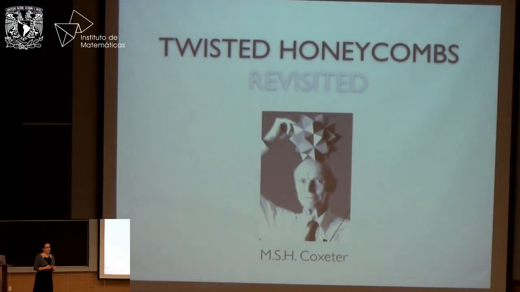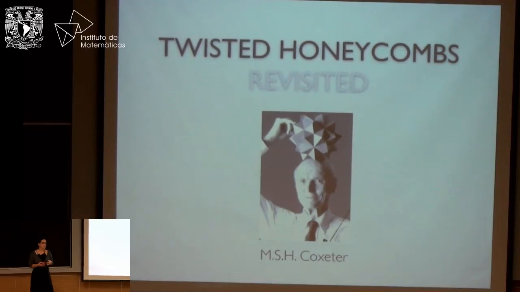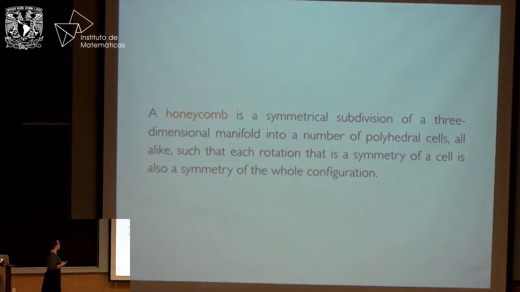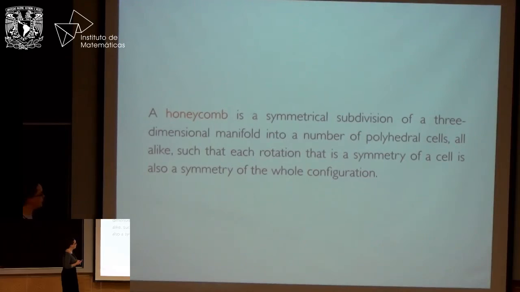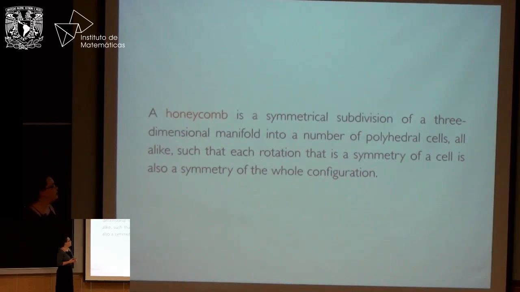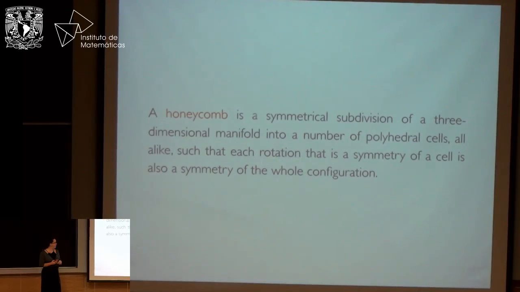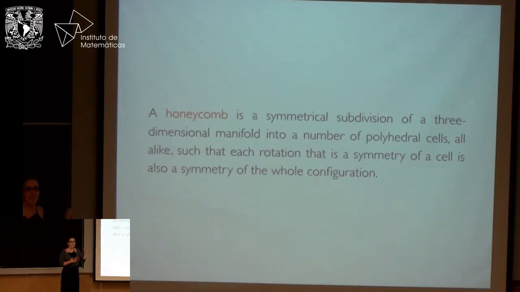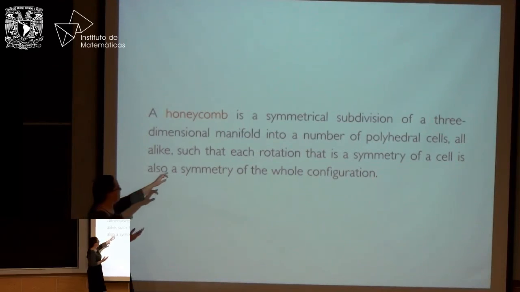So what I want to do is to start with some work that Coxeter did on what he called twisted honeycombs in the 70s, and then from there, tell you some of the things that I've been doing lately and how the field has developed from there. So I'm going to start right away with the definition of a honeycomb. A honeycomb is going to be a symmetrical subdivision of a three-dimensional manifold into a number of polyhedral cells, all of them alike, such that each rotation that is a symmetry of the cell is a symmetry of the whole configuration.